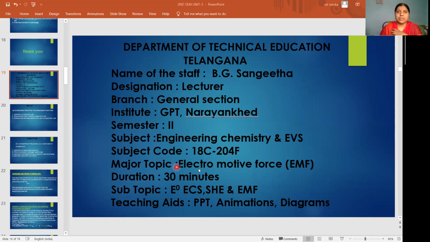Our major topic is electromotive force, that is EMF, duration 30 minutes. Subtopics: standard electrode potential, electrochemical series, standard hydrogen electrode, and electromotive force. So these are the small topics, and that's why I have included all these topics in one period. The teaching aids are PPT, diagrams, and animation, wherever required.